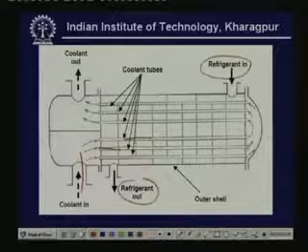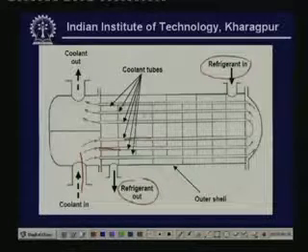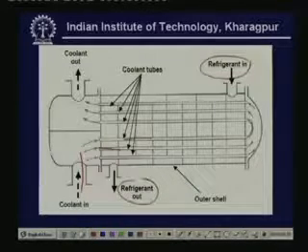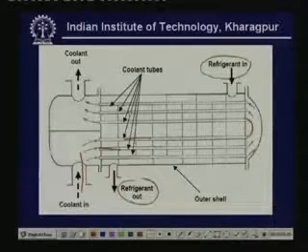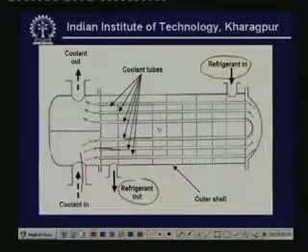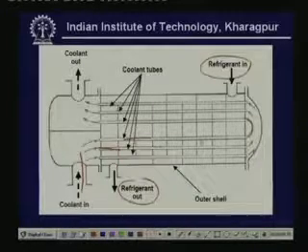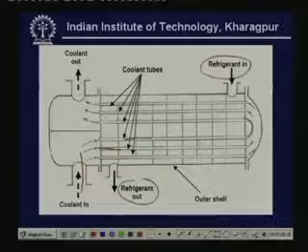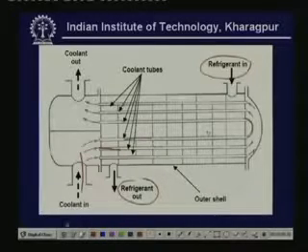Since it is a 2-pass, the same water again will flow through the condenser tubes. So, it comes here and again it goes back to the condenser tube. That is why you call it a 2-pass condenser. That means the water makes 2 passes as it flows through the condenser. And in the problem it is mentioned that there are 52 tubes, and they are arranged in 13 columns.